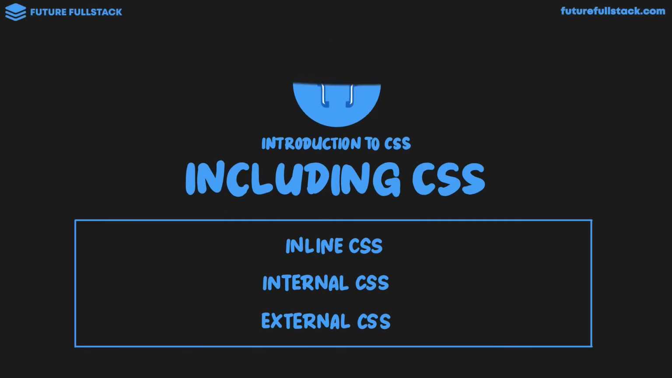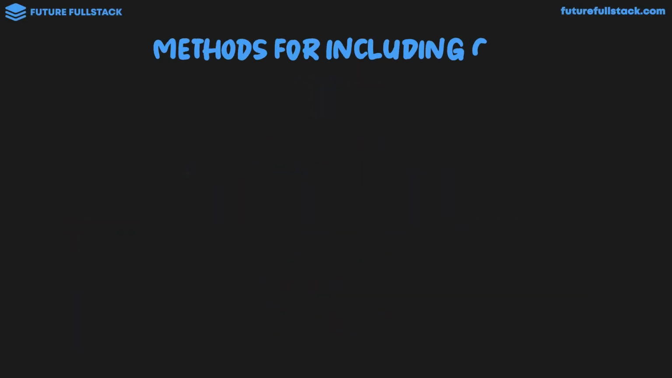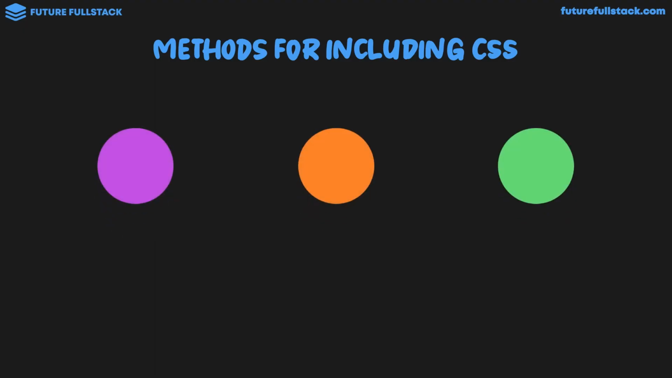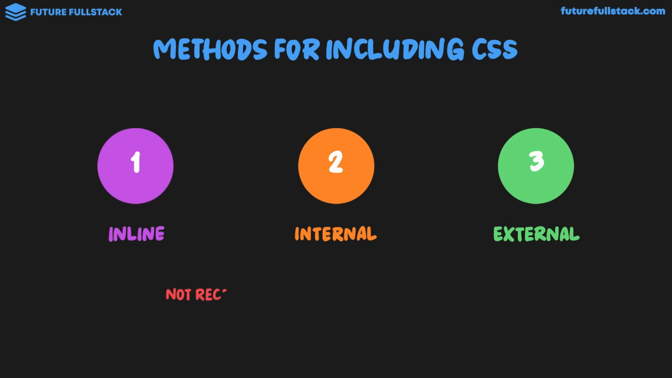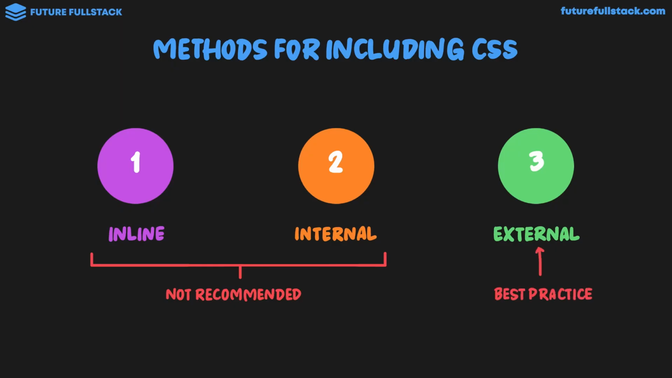So first up, let's look at the different methods for including CSS in our HTML document. There are three methods for including CSS. The first one is inline CSS. The second one is internal CSS. And the third one is external CSS. It's important to note that inline and internal CSS are generally not recommended. However, it's essential to go through them as they are methods you should know about. External CSS is considered best practice, and this is the method we'll be using in our Quill project.